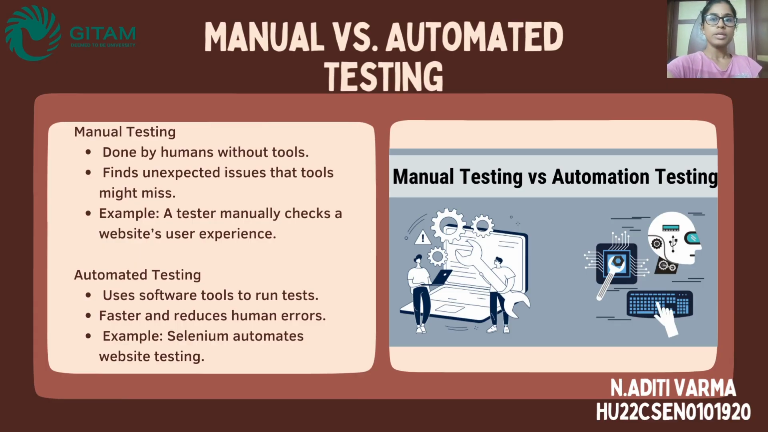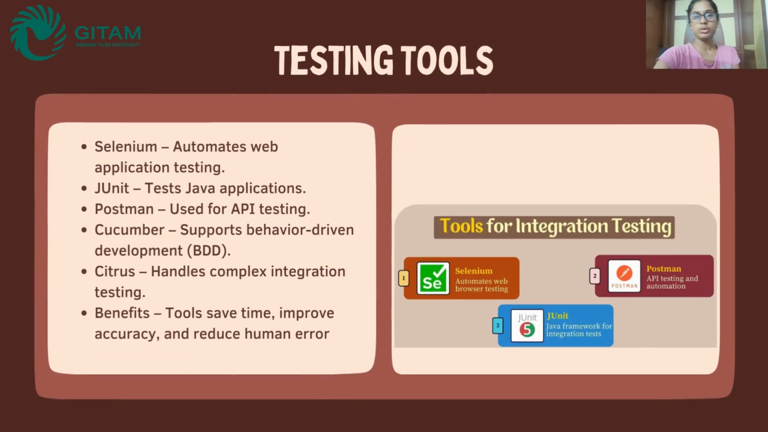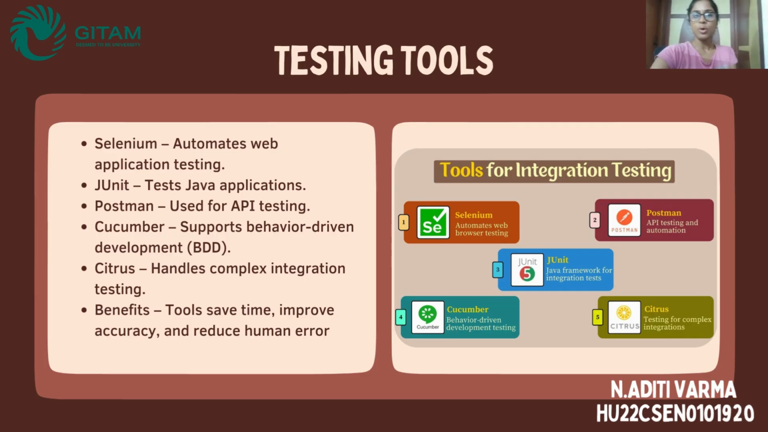So based on the current technology, we use both manual and automated testing, but using automated testing takes a shorter period of time. Testing tools. Testing tools help automate and improve the accuracy of software testing, saving time and effort. Some commonly used tools include Selenium, JUnit, Postman, Cucumber, and Citrus.